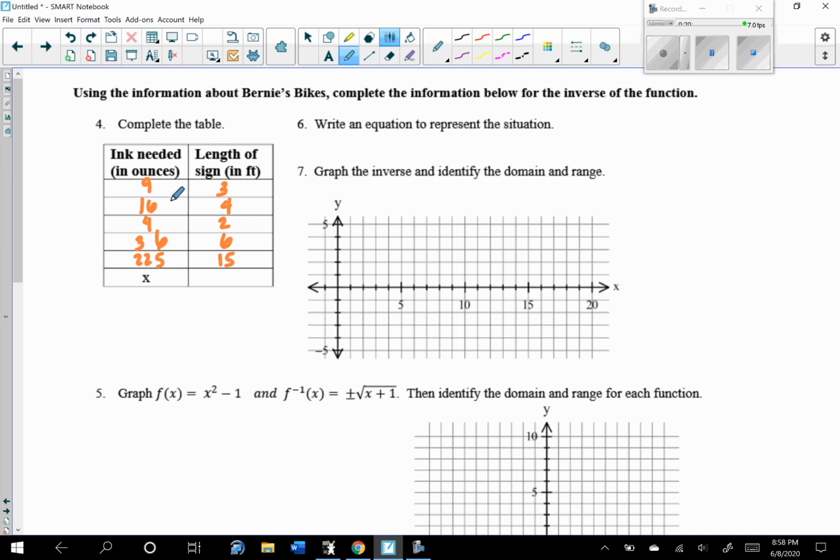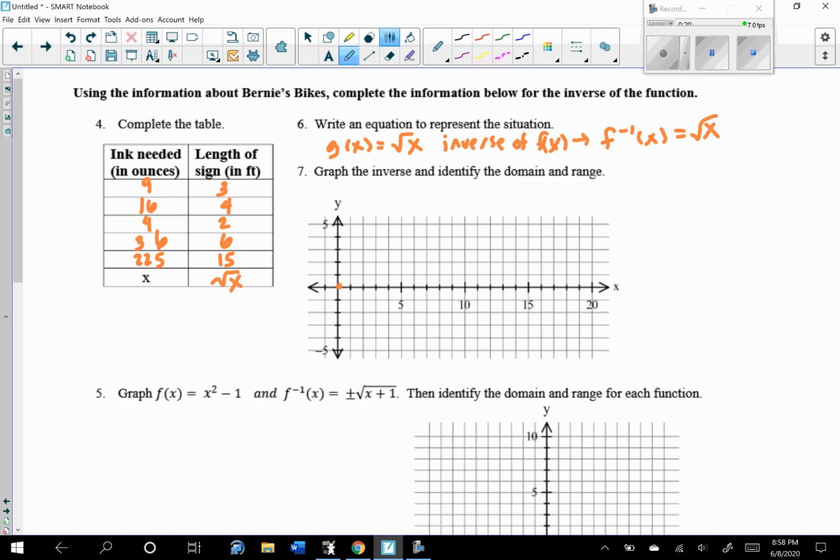And so for this one, if we have these values, what did I do from this side to get to this side? So we're taking the square root. The square root of 9 is 3. The square root of 16 is 4. So we're taking the square root of x. So we could say g of x equals the square root of x. It's the inverse of f of x. So another way we could write this is f inverse of x equals the square root of x. We're going to graph the inverse and identify the domain and the range.